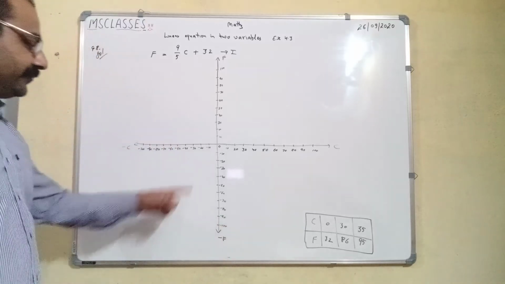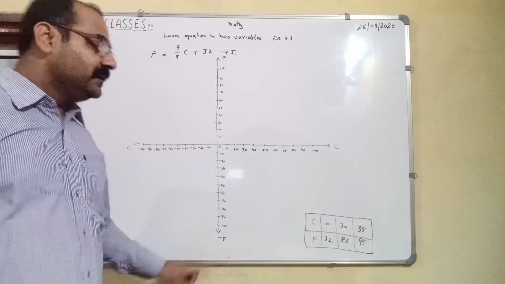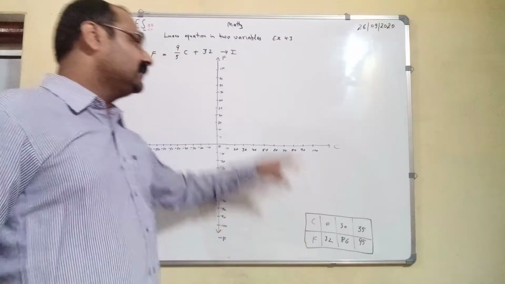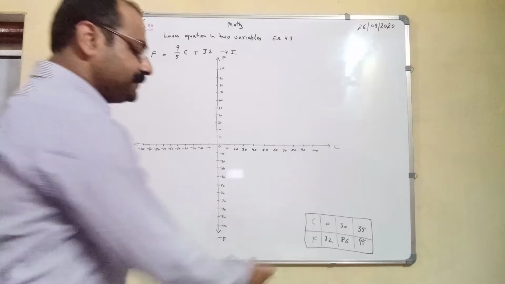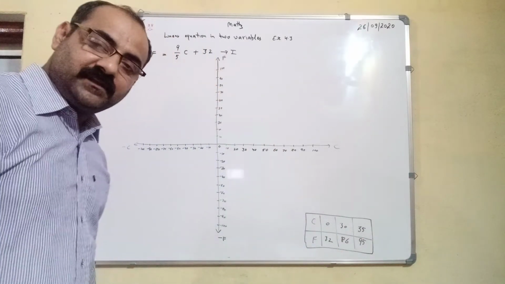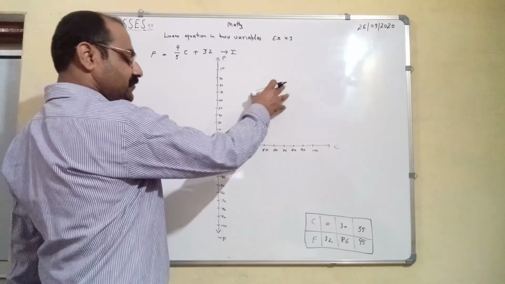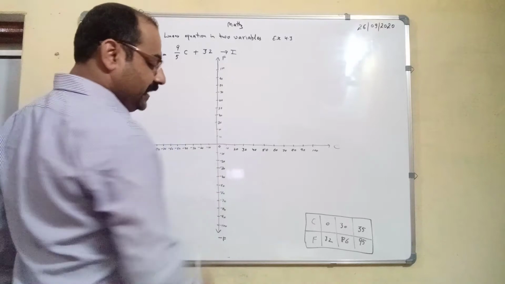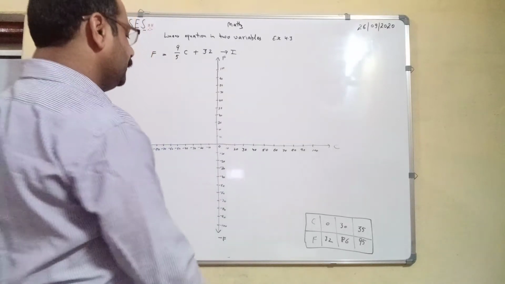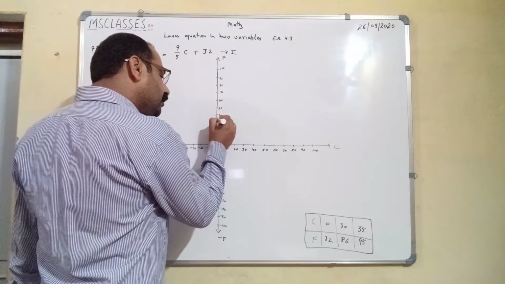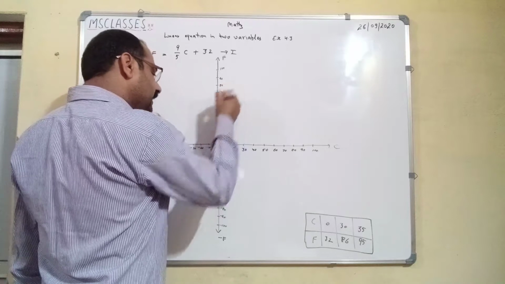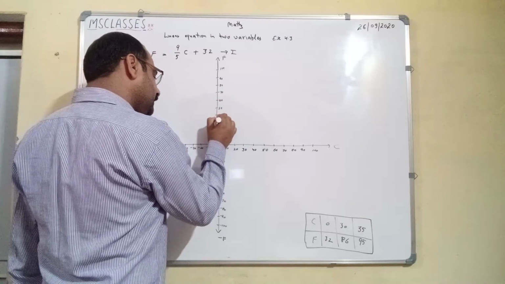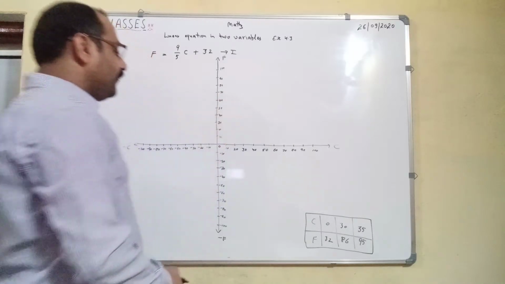This is minus Fahrenheit, right? Now we will plot the points on the Cartesian plane. We see all points will be positive and we need only the first quadrant. So the value of C is 0, and the value of F is 32. So 32 is the two lines outside the 30. So this point is the first coordinate.